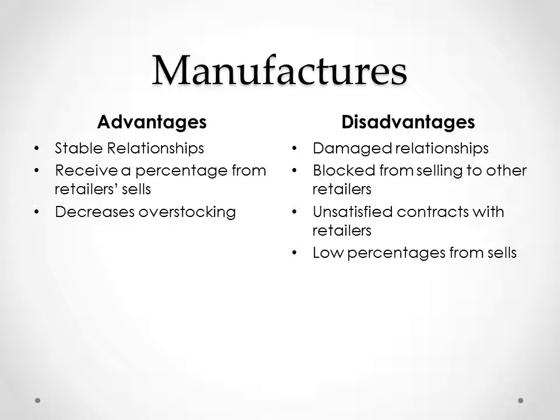The disadvantages: it damages relationships, because you won't know the forecast unless the vendor lets you know, hey, this was the original forecast. This was the right forecast for this month. So your percentage is this. There could be some lying going along. Blocked from selling to other retailers. If you're locked in this contract, you're with this one company. You can't go ahead and branch off to another company.